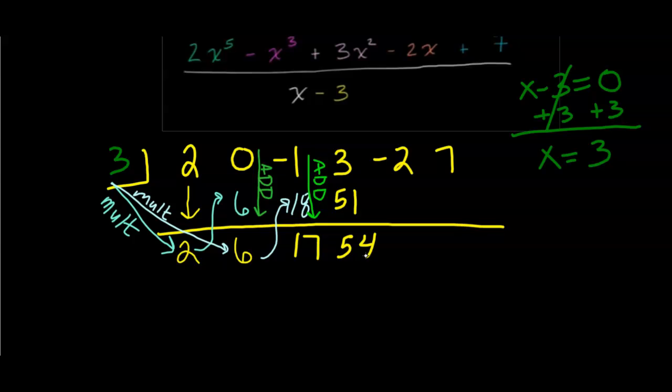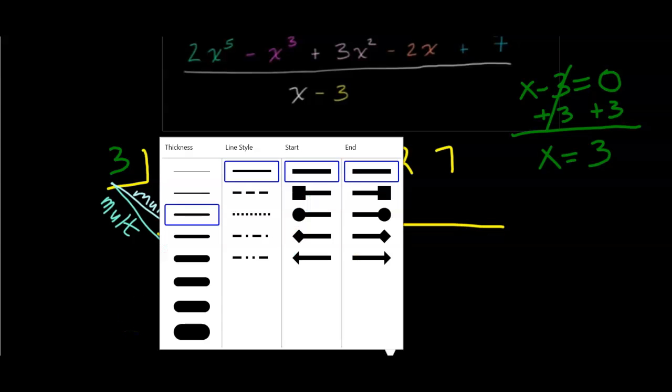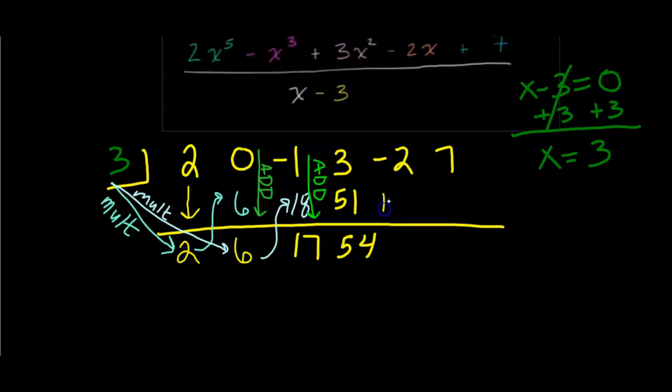Keep going. 3 times 54 is going to give me 162. And then we add these two numbers together. -2 plus 162 is going to give me 160. 3 times 160 is going to give me 480. And then 7 plus 480 is 487.